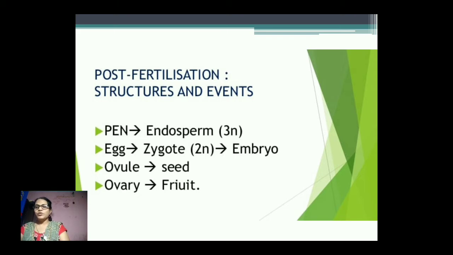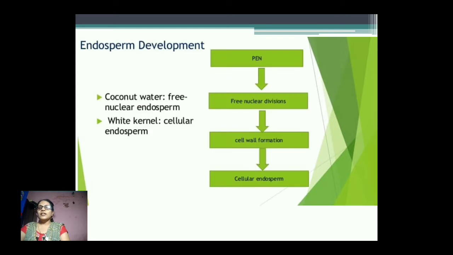First, PAN is produced. PAN means primary endosperm nucleus, which is 3n in number. Then the egg, which is the zygote, is 2n in number. The ovule is produced. Then the ovule is converted into seed. The ovary is converted into fruit. After that, the endosperm is developed.